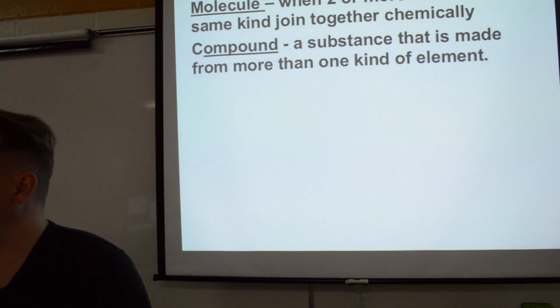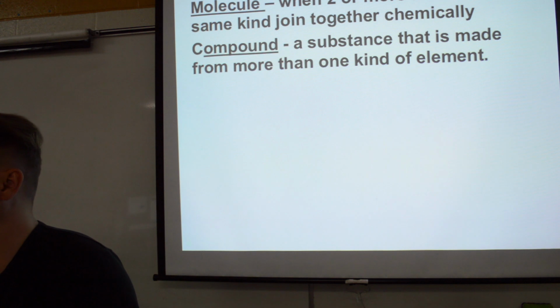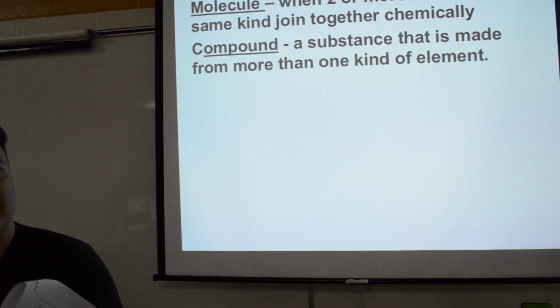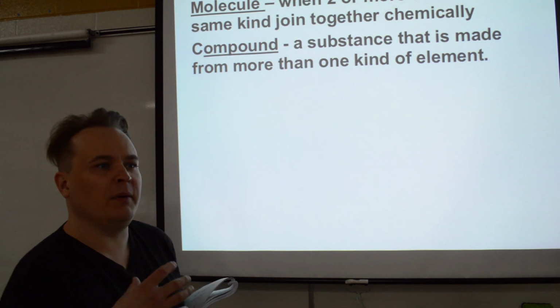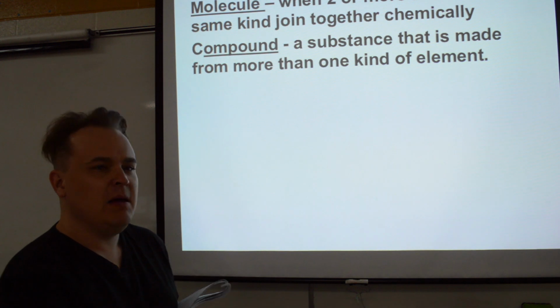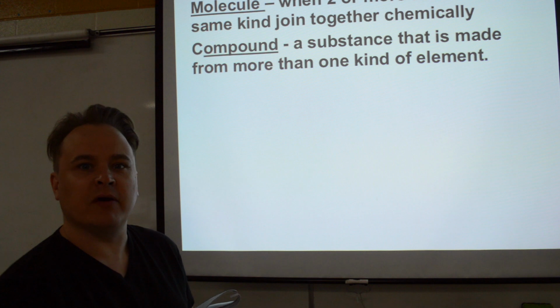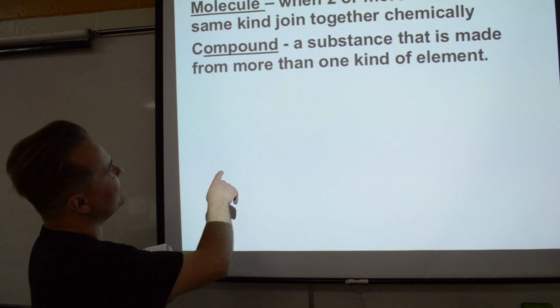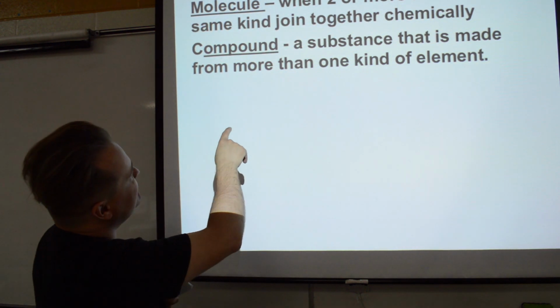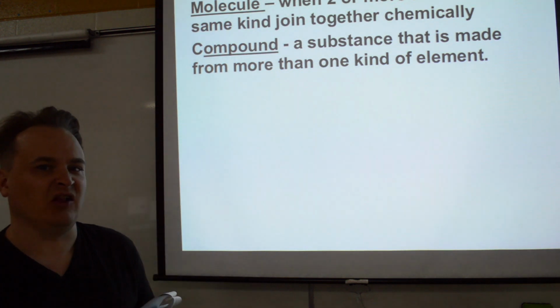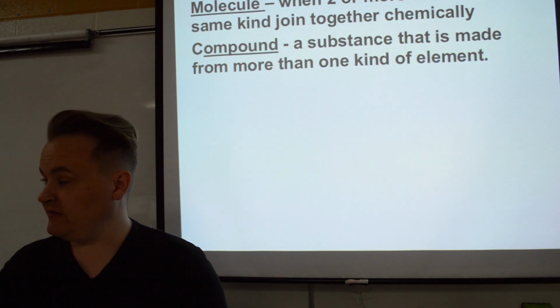Here we go. When two or more atoms of the same kind join together, chemically we call it a molecule. And a compound is a substance that's made of more than one kind of element. So a molecule is like a whole bunch of copper or a whole bunch of gold. But a compound is like copper and carbon or something like that. Something mixed together. A compound is a substance that is made from more than one kind of element. It can be purified and broken down. So let's take a look here, right?